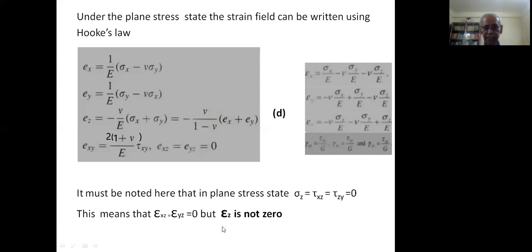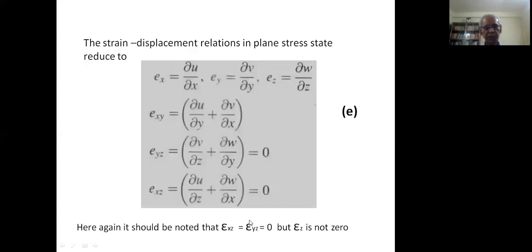But epsilon z is not 0. This you have to remember, and that is why we are getting an expression for epsilon z. So in plane stress, sigma z, tau xz, tau yz are 0. That also means epsilon xz, epsilon yz are 0, but epsilon z is not 0. Okay, so that is the Hooke's law part of it. Now let's go to the strain displacement conditions. We know that the strains are given in terms of displacements.